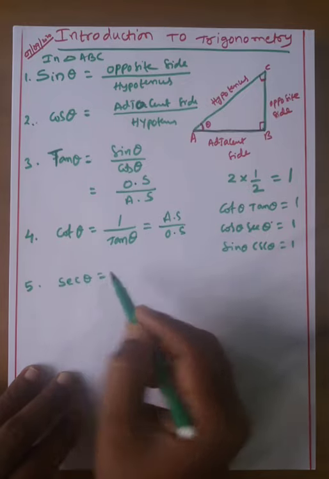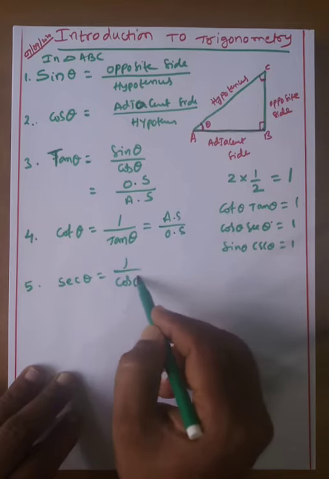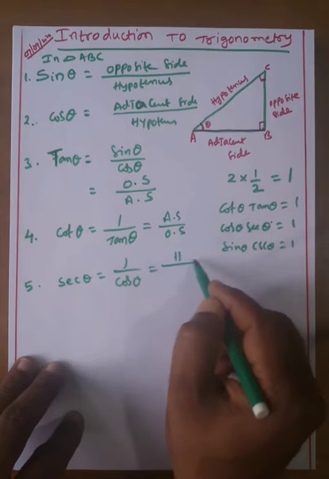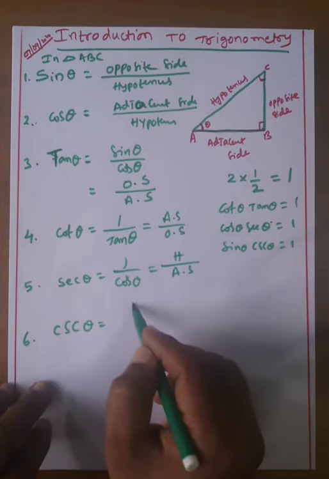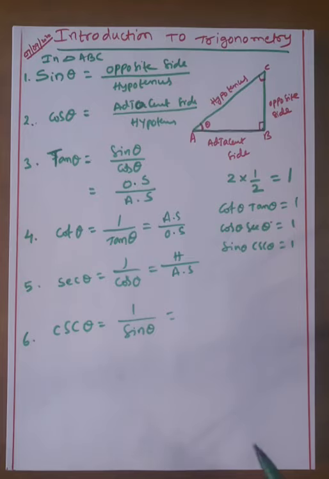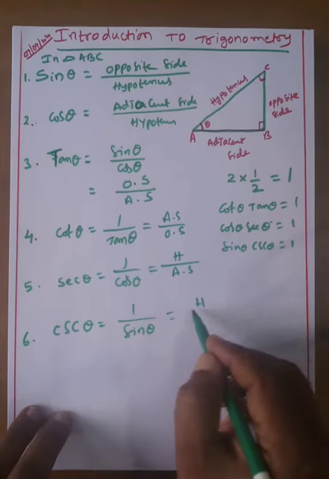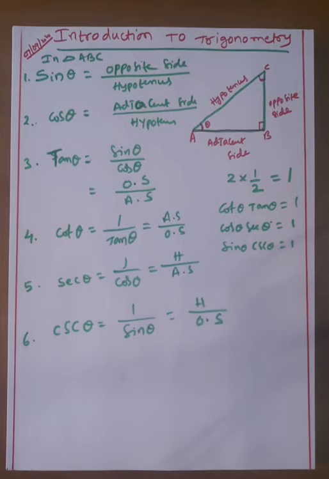Secant theta, I already explained this one. Secant theta is equal to 1 by cos theta, that is the reciprocal of cos theta. Cos theta means hypotenuse by adjacent side, reciprocal. Last but not least, cosecant theta is the reciprocal of sin theta, 1 by sin theta. Sin theta means opposite side by hypotenuse. Reciprocal means hypotenuse by opposite side, my dear students. These are the formulas.